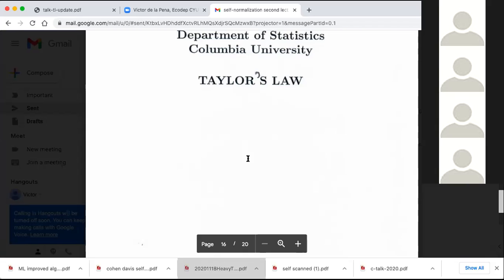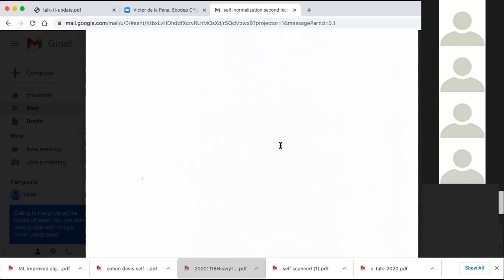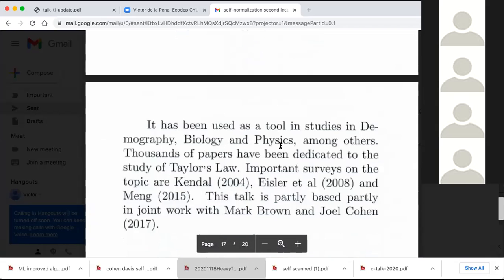So I'll show you a little bit about this. Now, this is the formal introduction. Taylor's law has been used as a tool in studies in demography, biology, that was Taylor's original result, physics and mathematics, among others. Thousands of papers have been dedicated to the study of Taylor's law. Important surveys on this topic are by Kendall, Eisler, and Meng. This talk is partly based on work with Mark Brown and Joel Cohen, and on work with Paul and Yahya.